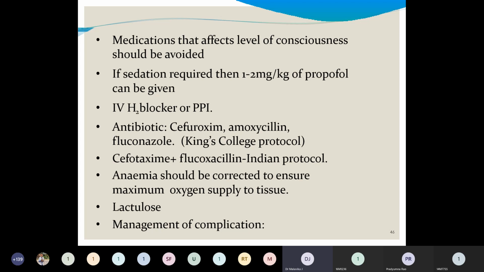So why are sedatives not given? Because if sedations are given, then you cannot assess the status, that is GCS scoring cannot be done and stages of hepatic encephalopathy will be missed out. So IV H2 blocker or PPI should be given. Antibiotics like cefuroxime, amoxicillin and fluconazole according to King's College protocol.